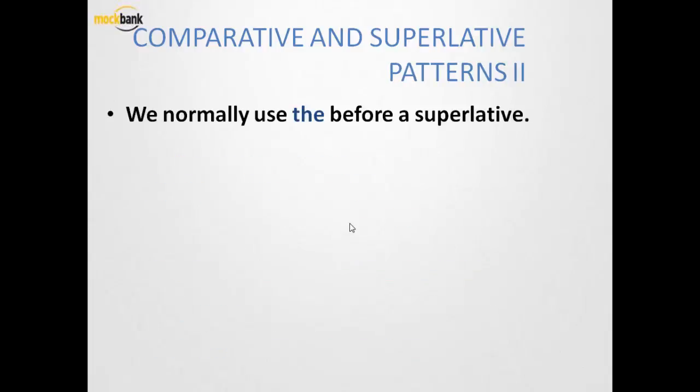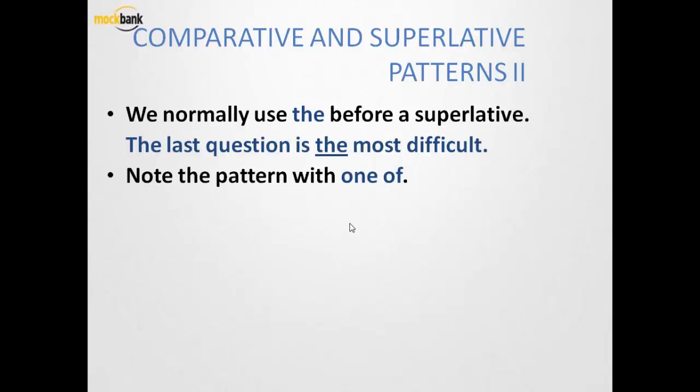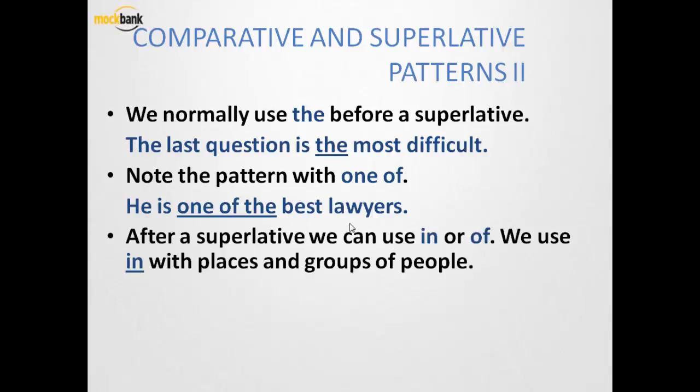I've given this rule: we normally use the before a superlative. How do we use one of? This is very important again for banking examinations. I always say he is one of the best lawyers. So lawyers would be in plural. One would make it singular.